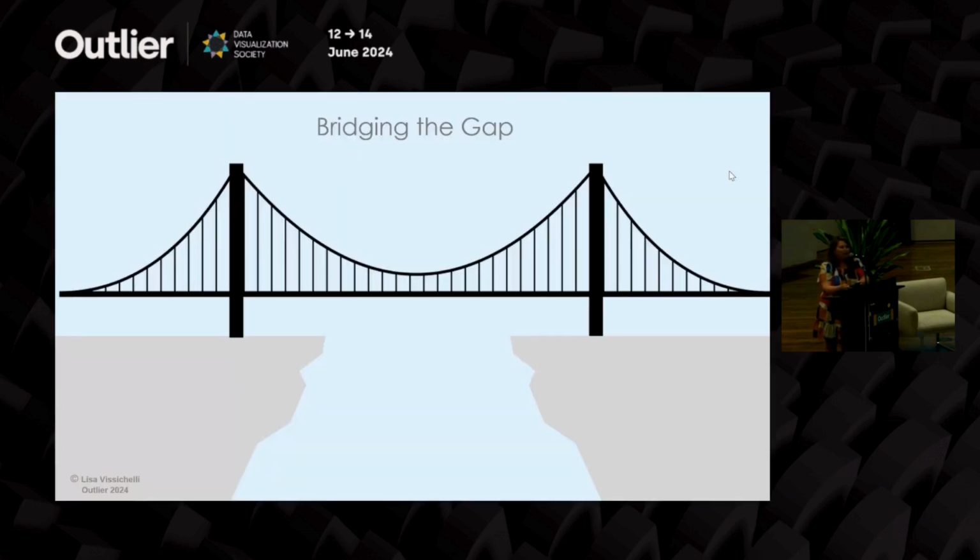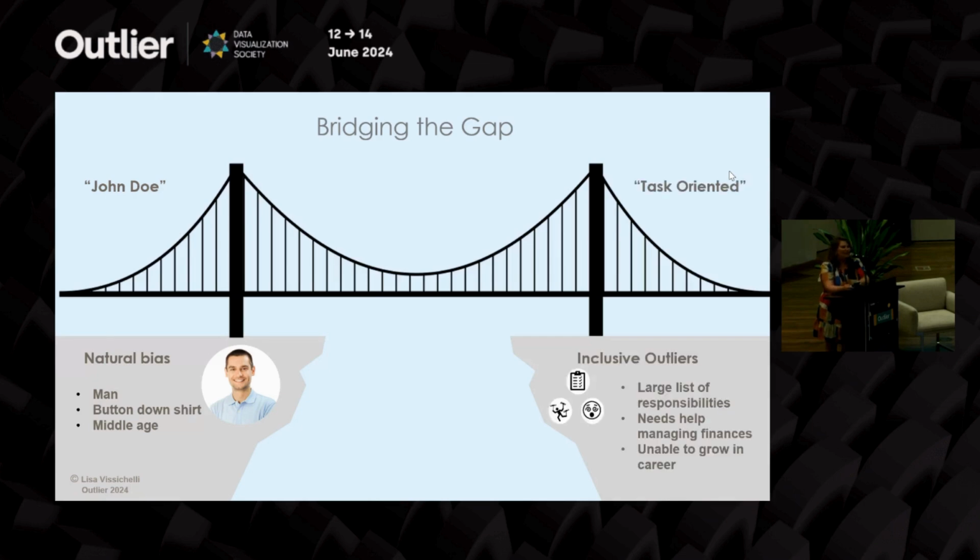So when we look at needs, once again, let's bring back John Doe from earlier. Hi, John. So here's John in his button-up shirt, hanging out on the other side of the bridge. He's just a guy. What do we really know about him here? So let's look at the other side of the bridge, the inclusive outliers that we mentioned before. We've got his list of responsibilities. He needs help managing his finances. He's unable to grow in his career.